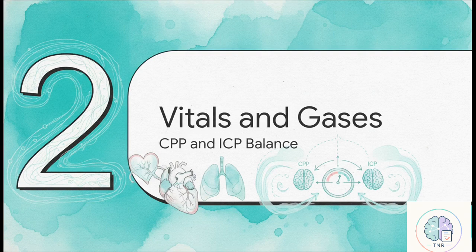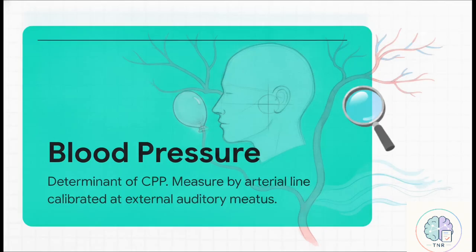Moving right along to Section 2, managing vitals and gases. Our very first parameter is blood pressure. This is the primary determinant of cerebral perfusion pressure, or CPP, along with spinal cord perfusion. In the OR, you're going to frequently manipulate this, maybe reducing it for aneurysms or increasing it to help with collateral circulation.